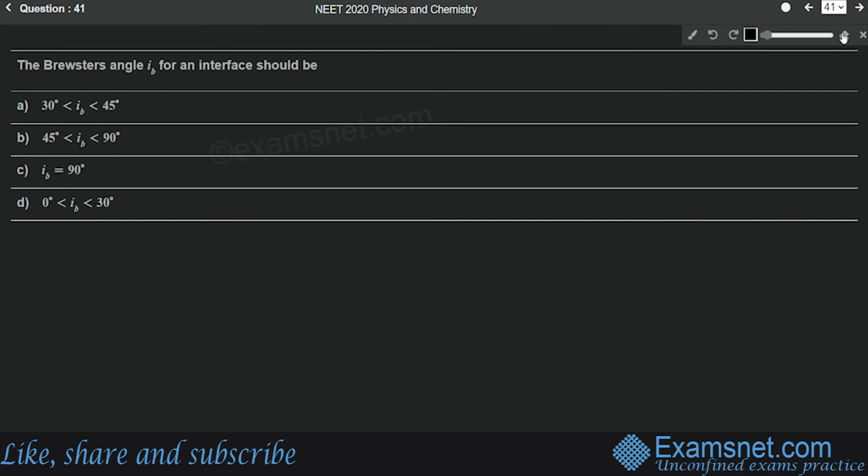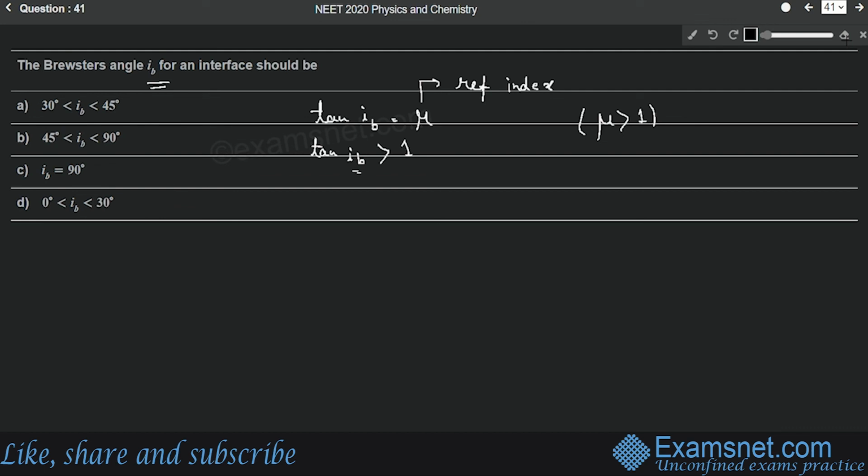Question number 41 is from the chapter Wave Optics, and the question is: the Brewster's angle iB for an interface should be. So here we will apply Brewster's law. According to Brewster's law, tan iB is equal to the refractive index of a medium. Mu is the refractive index. Now we know that the refractive index of a medium is always greater than 1. So we can say that tan iB is greater than 1. Now for what value of iB will tan iB be greater than 1?